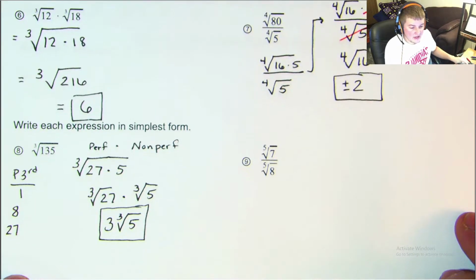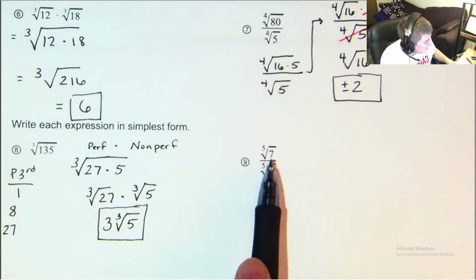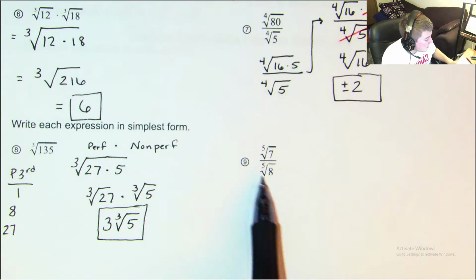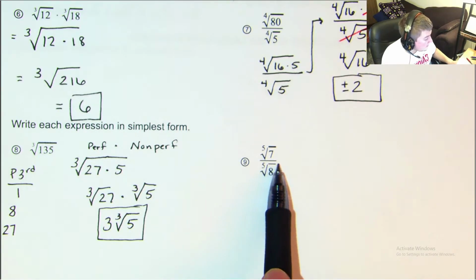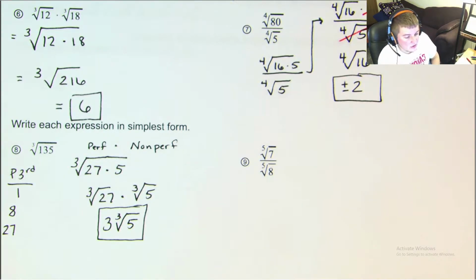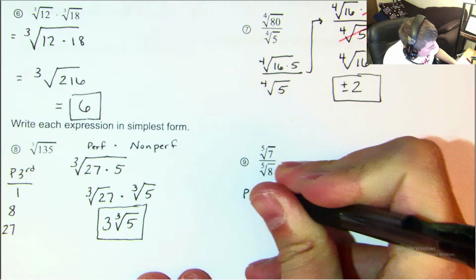Okay, let's do number 9. Number 9, I have a perfect fifth power. So we're looking at perfect fifth powers here. As I'm looking at this, we have a fraction, and I just cannot have a radical symbol on the bottom. So we need to think about how we're going to deal with this. The first thing that's probably going to be helpful is to try to find perfect fifth powers.